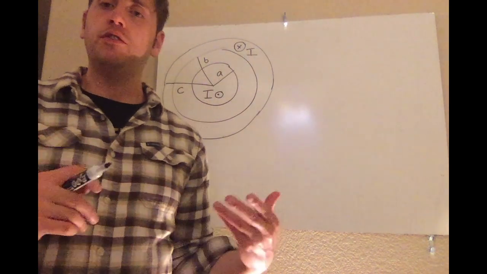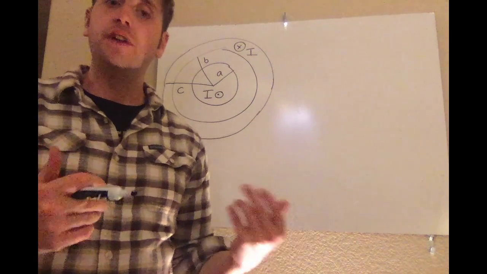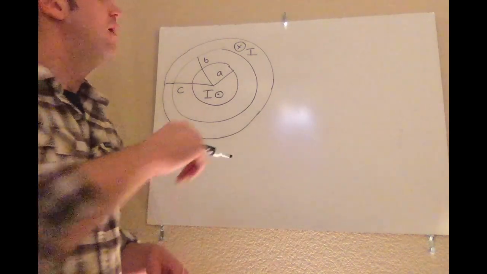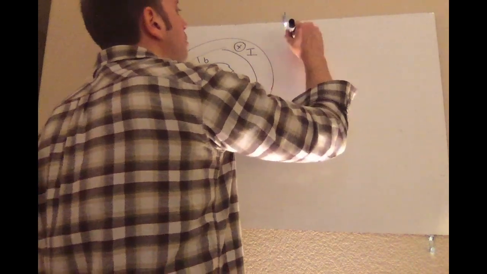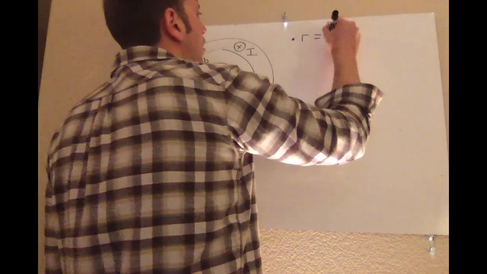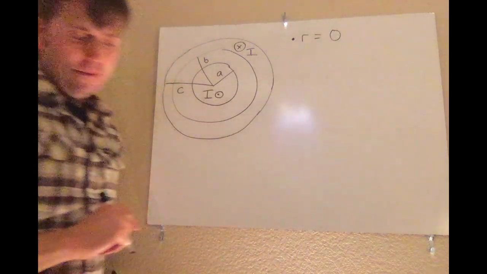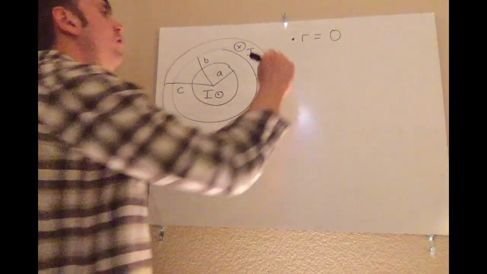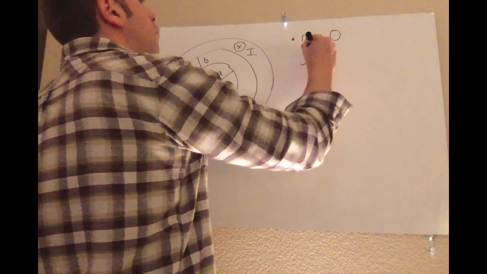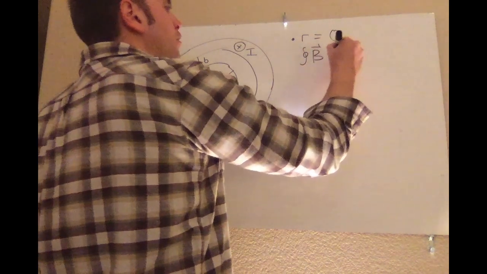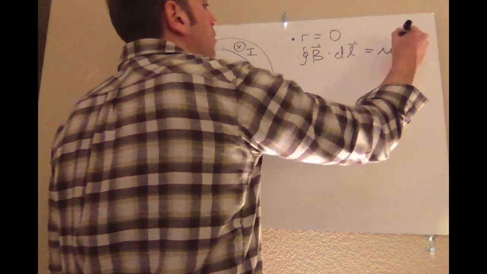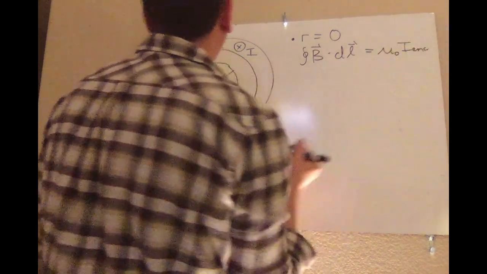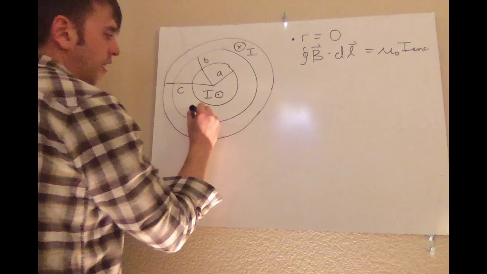So the questions in this were about the magnetic field at various places within this coaxial cable. So let's start with R is equal to 0. Okay, now the way we're going to sort of figure out what the magnetic field looks like is just with Ampere's law. B dot dl is equal to mu naught times I enclosed. So here I'm going to draw a little Amperian loop.